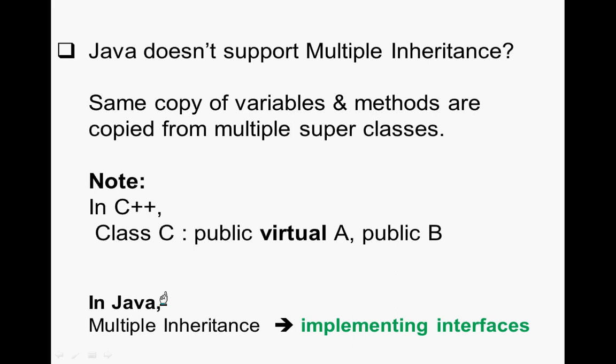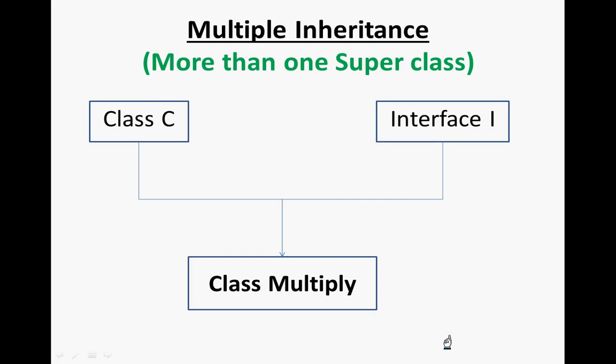Whereas in case of Java, multiple inheritance can be implemented with the help of a concept called interface. We are already familiar with the interface concept from the previous video, right? Now we are going to write a program for multiple inheritance. Here class multiply is a subclass, and for this class there are two superclasses.